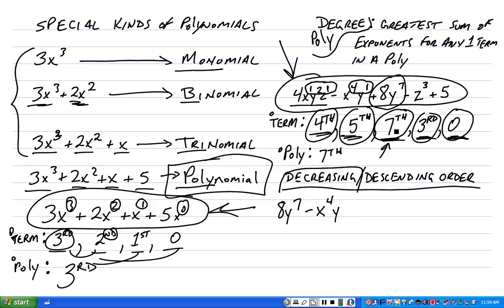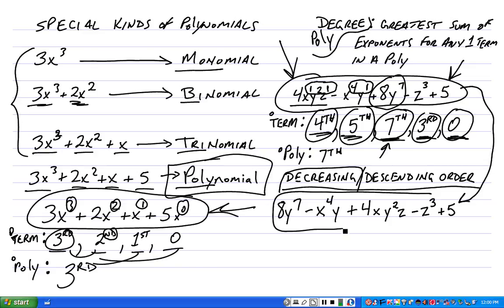Okay, so that's the 7th, then the 5th, counting down, next highest would be 4th. So this is a positive 4x y squared z, so I say plus 4x y squared z. Then after 4th is 3rd, which is minus z to the 3rd, so minus z to the 3rd, and the lowest degree was the constant, which was a plus 5, so we write our plus 5. So what we've done is taking this polynomial and written it in decreasing or descending order, or again what some people call standard form. Alright, let's look at another one.